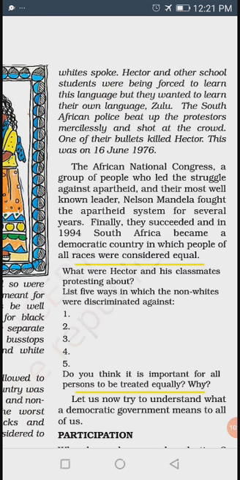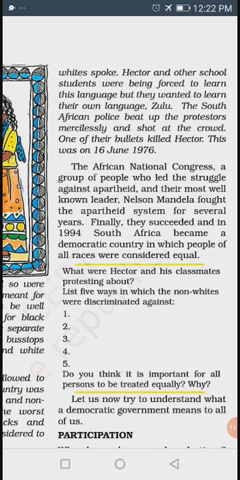Then in 1994 Nelson Mandela became successful in his protest, and South Africa became a democratic country in which people of all races were considered equal. See, Nelson Mandela fought against this apartheid system, against the race system, that is white, black, Indians and the colored races, and then he became successful in 1994, and democratic government came into existence in South Africa, and all races, all people were considered equal.